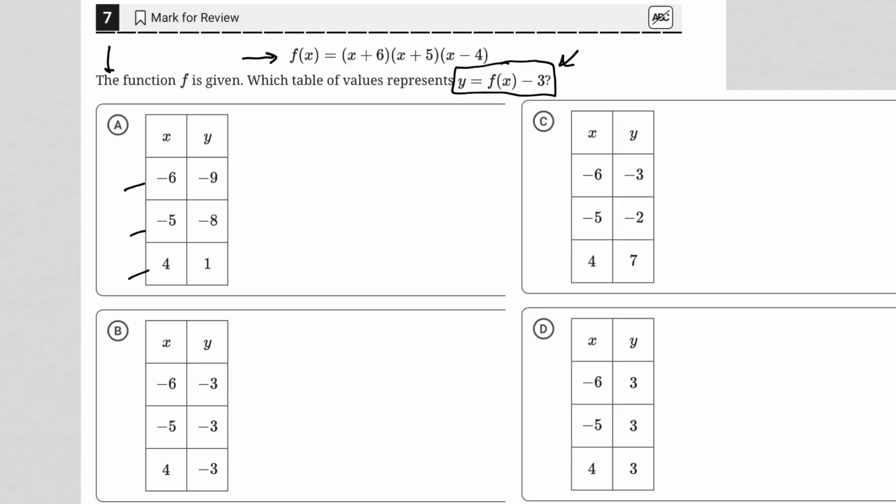So let's see where that is. Definitely not choice A. Looks like it's choice B, right? In each case here, we have a -3 for our y value. So choice B, according to Desmos, must be the correct answer.